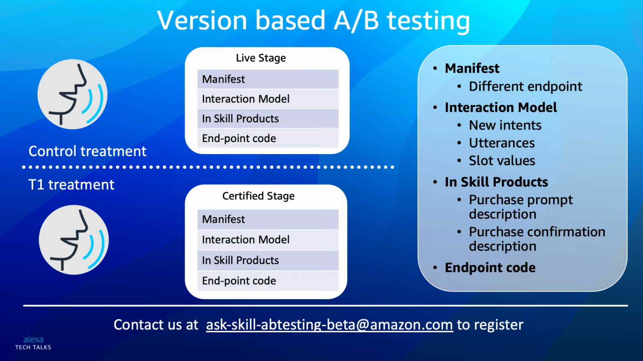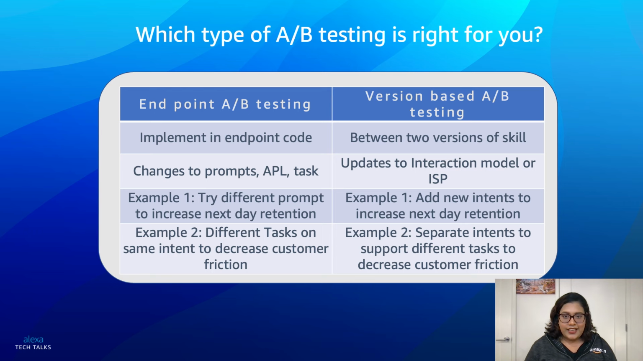You can A/B test different utterances or intent or slot values in the interaction model. This will help increase the confidence on major updates to skill intents or smaller updates to utterances or slot values for customer experience improvements. Please email us if you're interested, and if you're eligible, we'll let you know how to participate. Let's talk about the difference between endpoint-based and version-based A/B testing. But more importantly, which option is right for you?